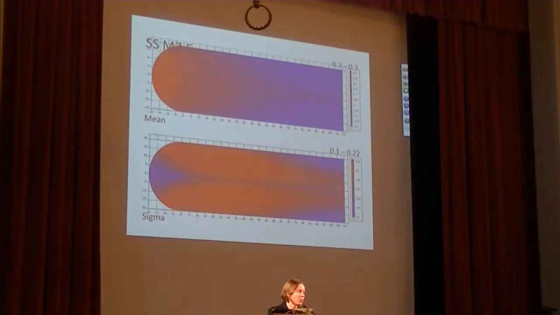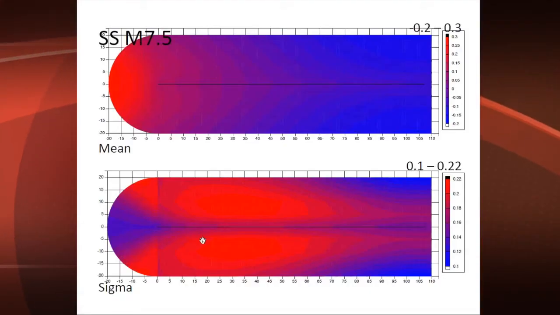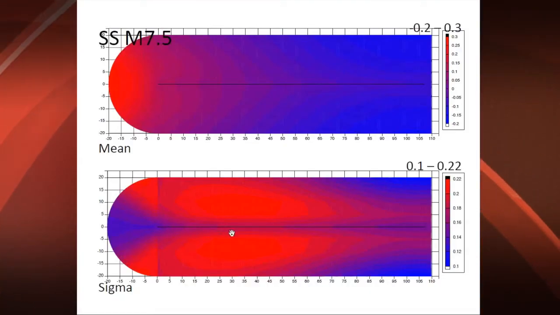For the 7.5, you're only seeing the left side of the fault, so that it's bigger. And here now we're starting to see, in terms of the increase in the standard deviation, it's not off the ends of the fault where it's largest. It's actually within the boundaries of the edges of the rupture, but near the edge of the fault.